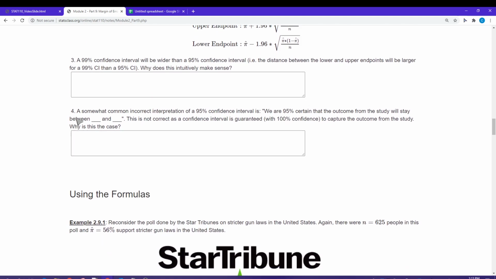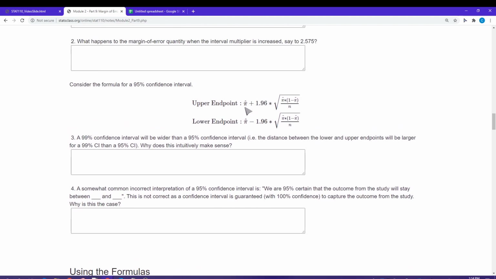So here is a common misconception about confidence intervals, is they may make a statement like, we are 95% certain that the study outcome, or the percentage from the poll, will stay between my lower and upper endpoint, whatever those are. Now this doesn't make sense because the study outcome is always exactly in the middle of my confidence interval. The study outcome will always be right in the middle of my confidence interval. So what we are doing here is not building a confidence interval for the study outcome, but we are building a confidence interval for the parameter.